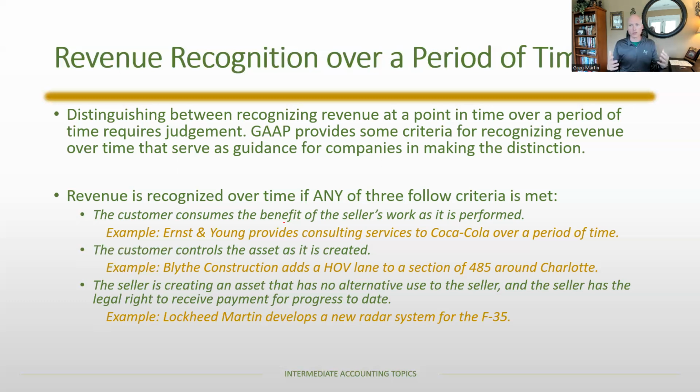And so they have no alternative use for any of this research and development that they're doing for this radar system. And at the same time, most of the time in this kind of arrangement, Lockheed Martin is able to collect for the work that they've done to date. In other words, if the government cut the project off, well, Lockheed Martin could say, well, here's the work that we did. You need to pay us for what we did. And so it meets that criteria. In that case, Lockheed Martin would not have to wait until the whole radar system is fielded and done. They could recognize it as they're going along, as they're developing that radar system.